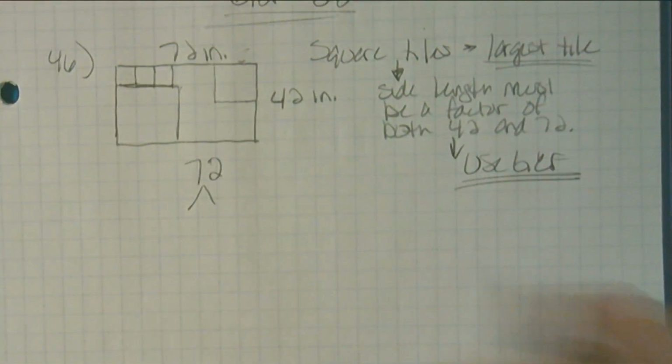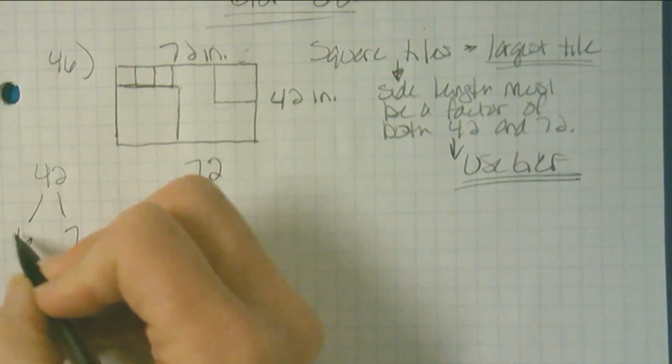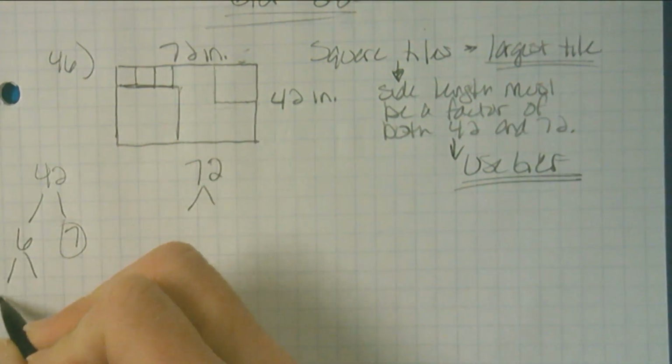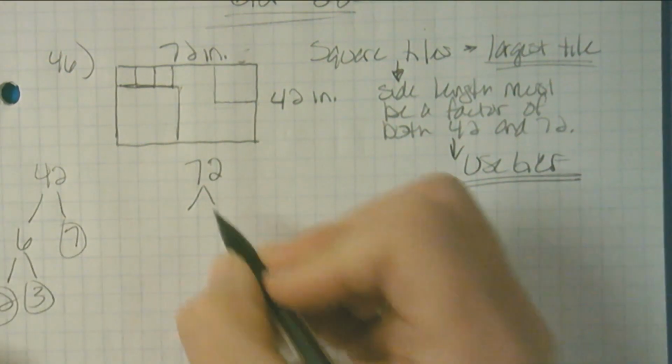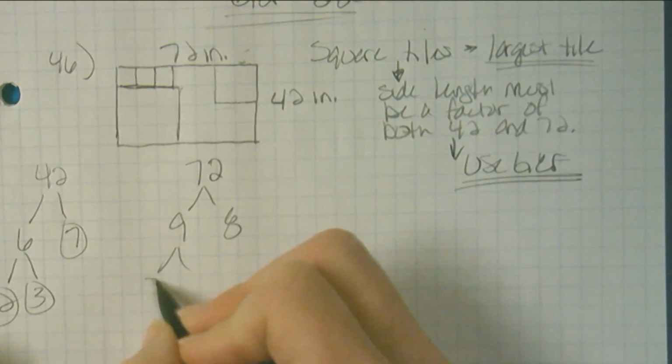All right, so I have 42 and I have 72. Well, 42 is 6 times 7, and 6 is 2 times 3. 72 is divisible by 9 and 8. We just did this up here.